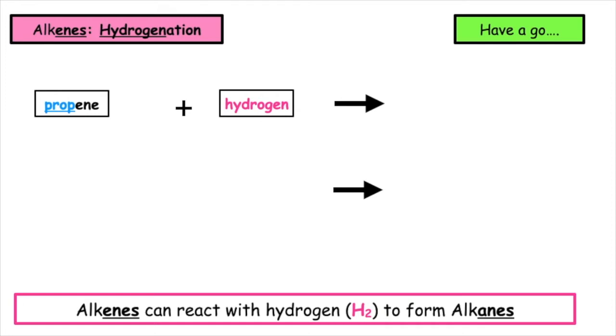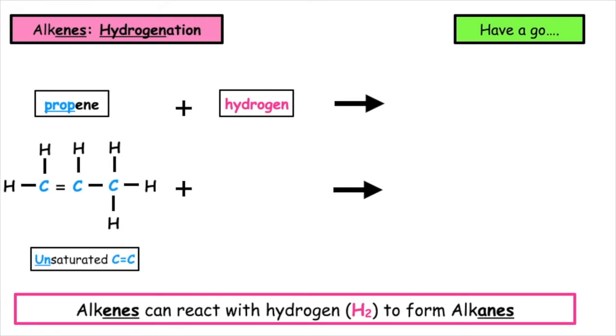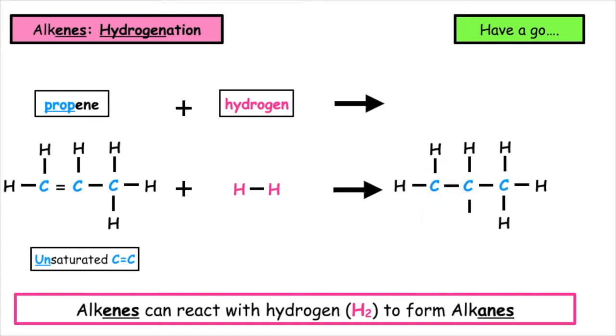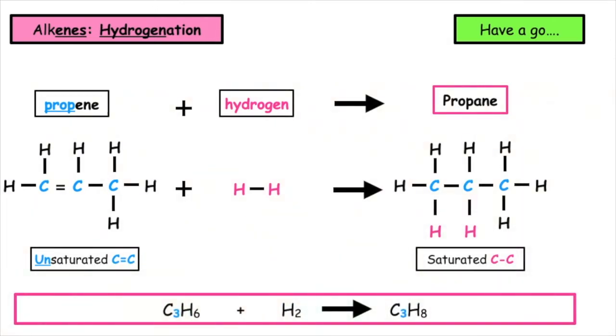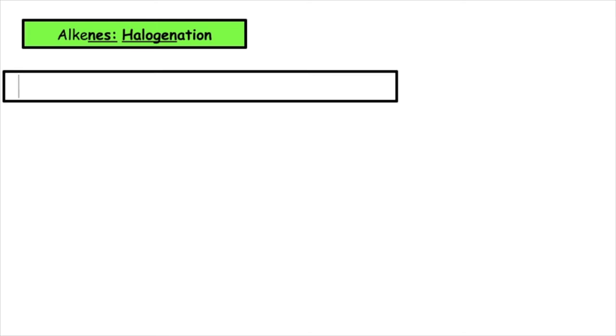So when we draw propene, remember prop tells us that we have 3 carbons and we've got a carbon-to-carbon double bond. We add on hydrogen. What happens is the carbon-to-carbon double bond breaks and a hydrogen adds to each of the carbon atoms. This is now saturated, it's got carbon-to-carbon single bonds. So the name of the product produced is propane. To write this in the molecular formula, we have C3H6 plus H2 goes to C3H8.